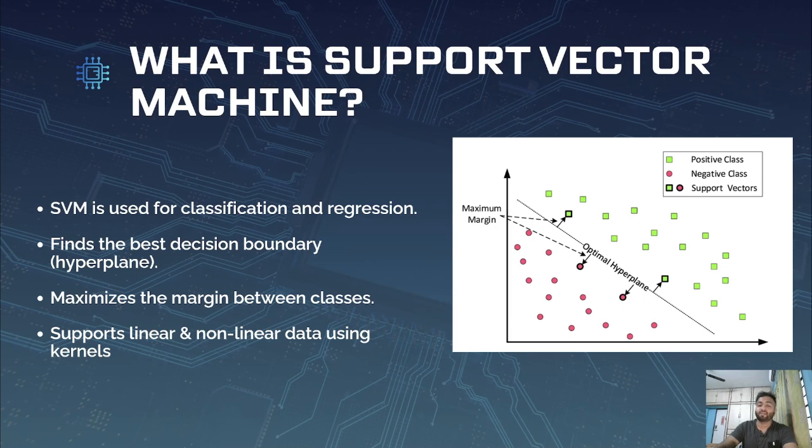But SVM doesn't just place any boundary. It looks for the one that maximizes the margin, the gap between the nearest data points, known as support vectors, and the decision boundary. This margin maximization leads to better generalization of the model, making it more robust when new unseen data comes along. SVM is very powerful because it can handle both linearly separable data, where you can draw a straight line to separate classes, and non-linearly separable data, where classes can't be separated by a straight line.